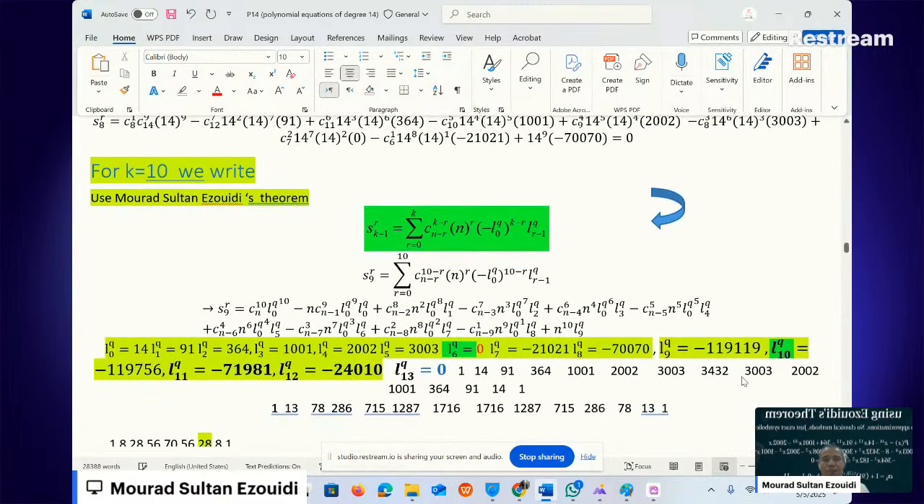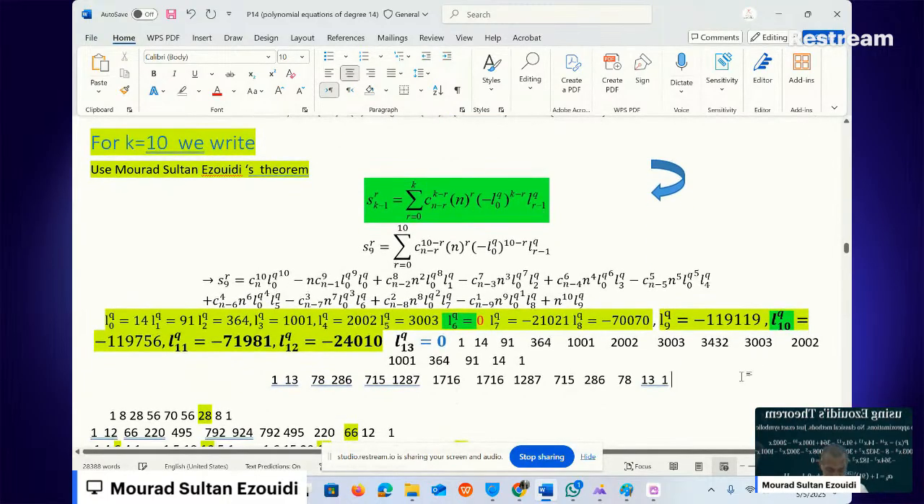Here in this example, you will see how we derive exact sum equals. So this is k equal 10, so we will obtain S9. Yes, this is S9. This S9 is going to be equal to now.